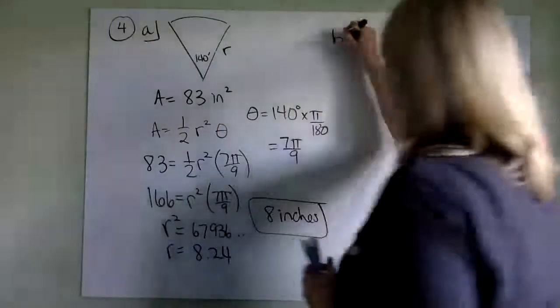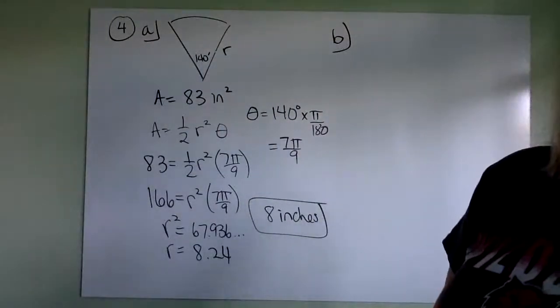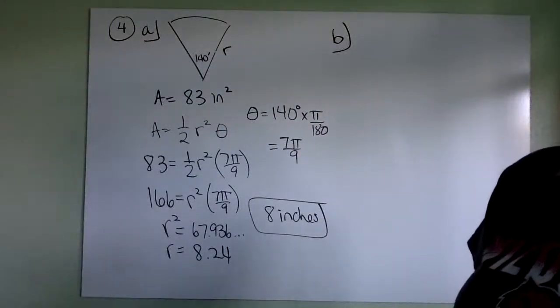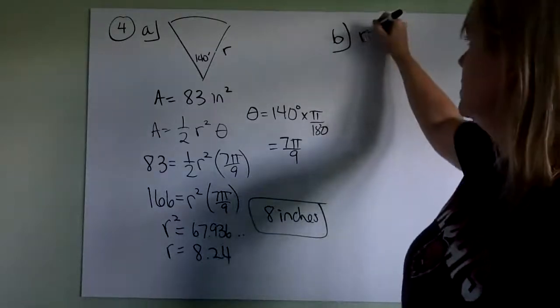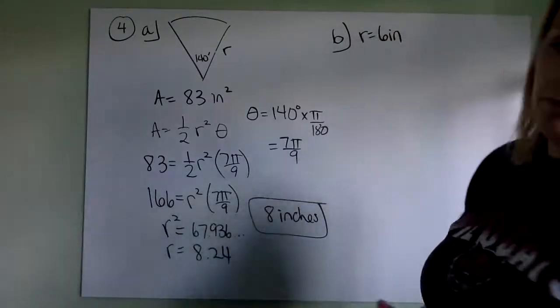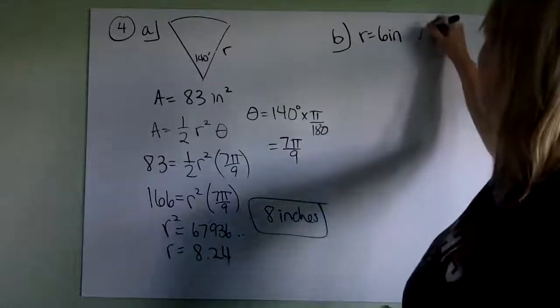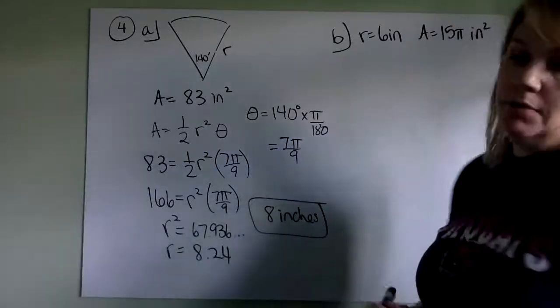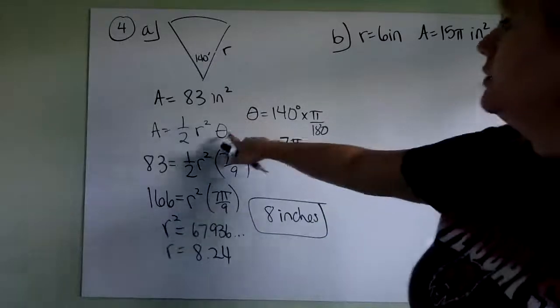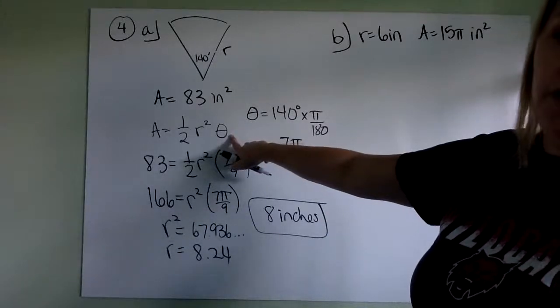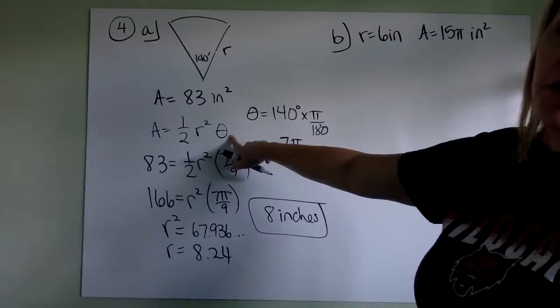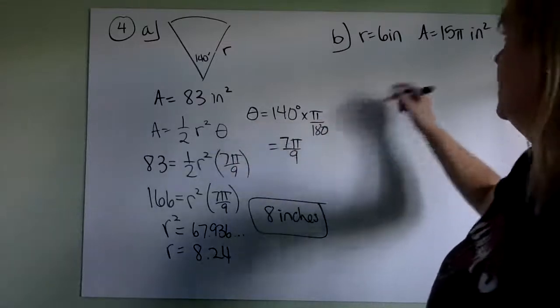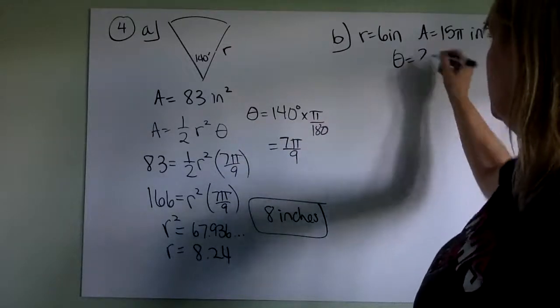Part B. Still talking about a fan. A silk fan, when opened completely, forms a sector with a radius of 6 inches and an area of approximately 15 pi inches squared. Again, we're going to use this formula, the area formula. What is the radian measure of the central angle of the open fan? So we're looking for the angle.